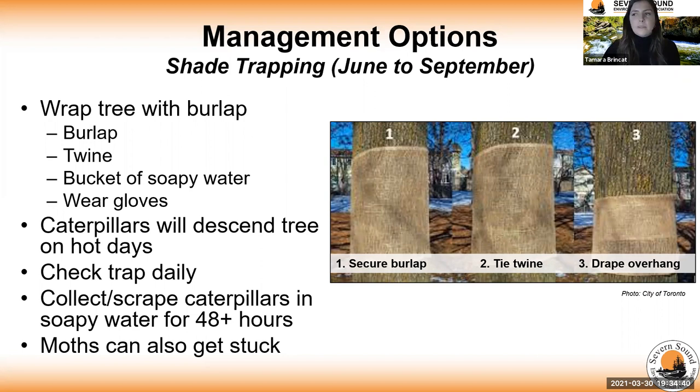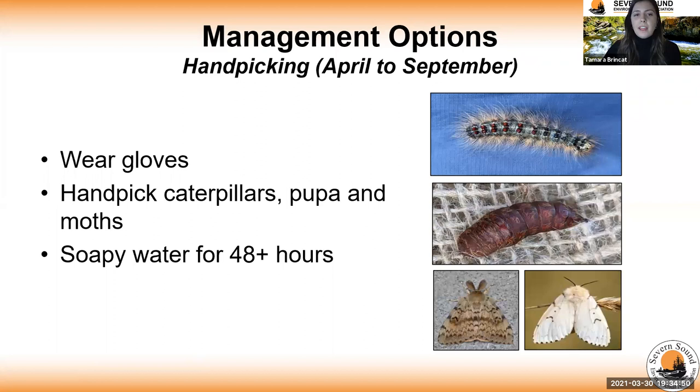And then the last management option we're going to talk about today is hand picking. This can be done for caterpillars, pupa, and moths. And it can be done from April to September. And again, placing those into soapy water for 48 hours. One thing that I didn't mention earlier is that you don't really want to handle gypsy moths directly. It's advised that you wear gloves just because of those irritating hairs. They could cause a reaction on your skin.